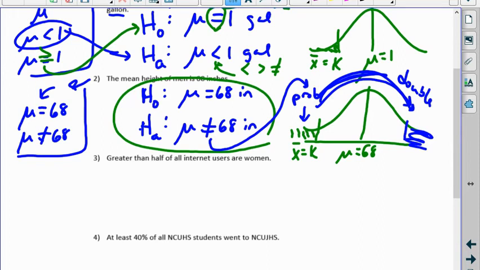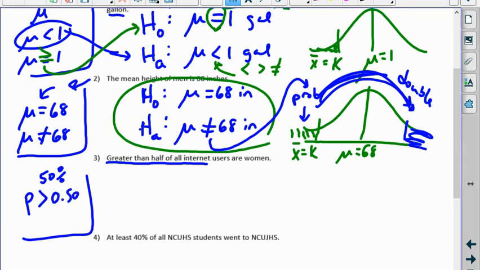Okay, what symbol for this next one? Yeah, 50%. So see how it's 50%? So that's going to be a P. Percents and decimals with no units, ratios, proportions. Okay, so this is saying greater than half. So what's that statement saying? Right, P is greater than 0.50. I'm just going to write it as a decimal.